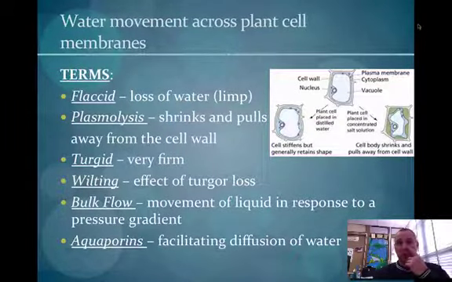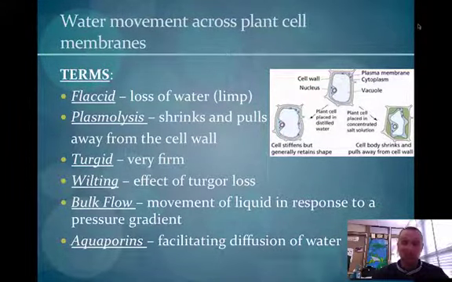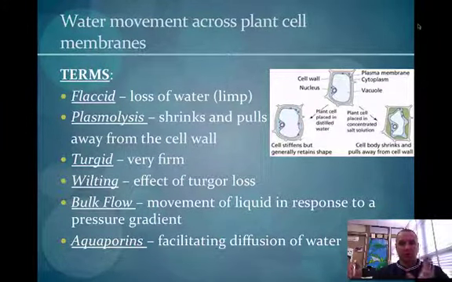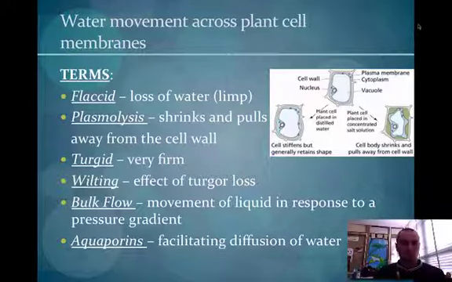Now when we talk about water moving across the plant cell membrane, we have to talk about different things. You need to know what flaccid means. If you hear the word flaccid, that means plasmolysis has occurred, which is the shrinking and pulling away of the central vacuole from the cell wall, and it causes the plant to wilt. Turgid is going to be very firm. It's going to be pushing against the walls. Wilting is caused by loss of turgor pressure.